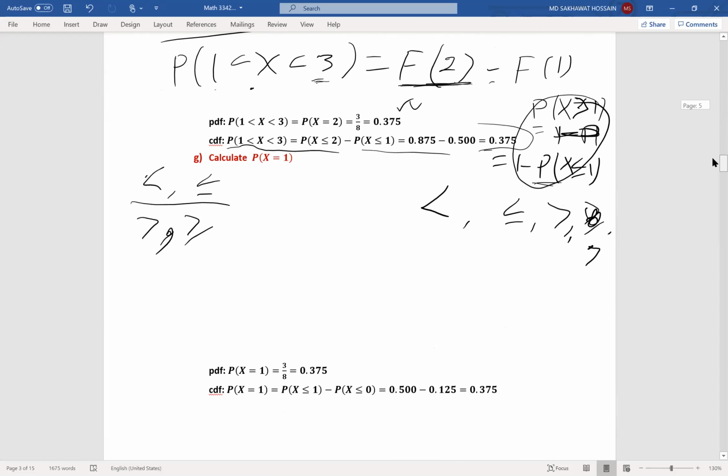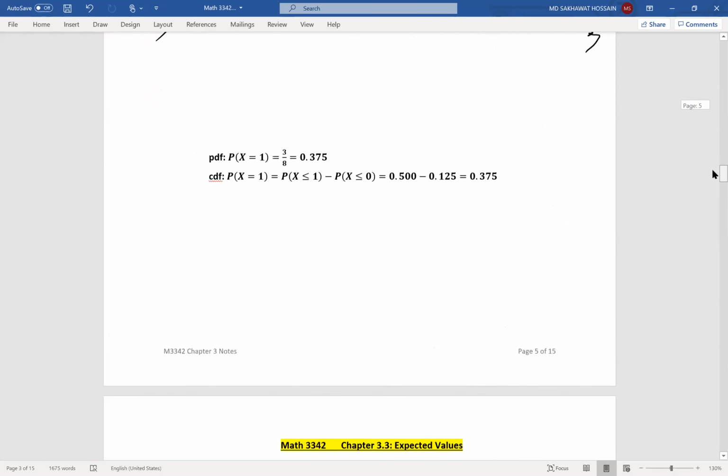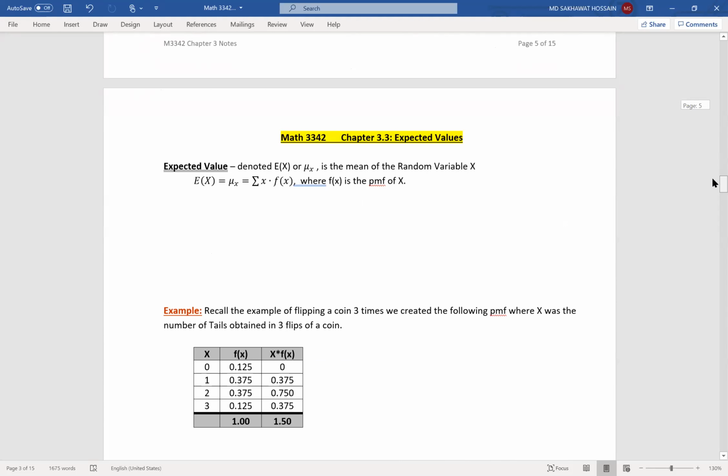So why in the continuous case does it not matter? I'll discuss this one in the next chapter, on continuous random variables and their distributions. So in section 3.3, this is about the expected value of a random variable.